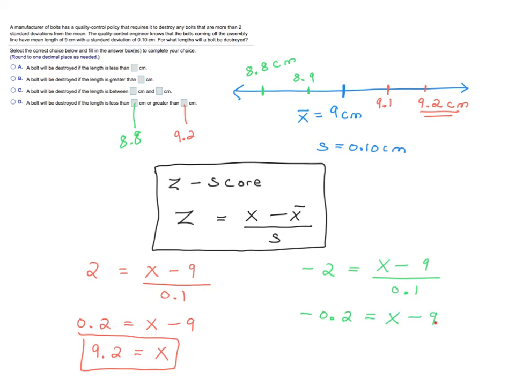Next, I want to get x by itself, so I'll add 9 to both sides of my equation. 9 plus a negative 0.2 will give me our value of 8.8. And on the right, we cancel the 9, giving us just x. So this formula will also give you the solutions to this problem. You can choose whichever way you'd like to solve it, and that's it for this question.